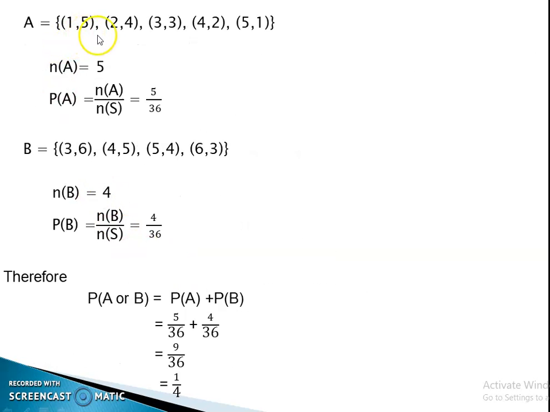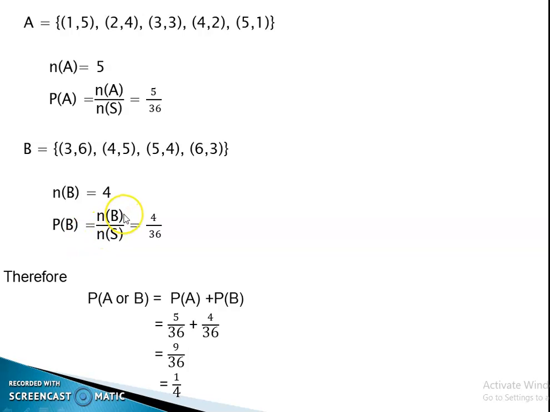So A equals (1,5), (2,4), (3,3), (4,2) and (5,1). The sum is 6. Number of favorable outcomes are 5 in this set. Probability of A equals favorable outcomes over total possible outcomes, which is equal to 5 over total outcomes 36. Since B denotes the sum is 9, the sum 9 is with the outcomes (3,6), (4,5), (5,4) and (6,3). So favorable outcomes are 4.